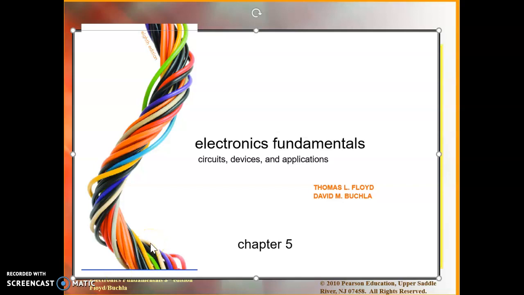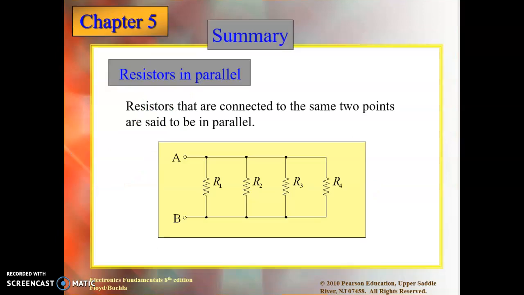Okay, we are going to start with chapter 5. In chapter 5, it is parallel circuits. So we are going to learn everything that has to do with parallel circuits. Chapter 4 covered all the characteristics of series circuits. In chapter 5, we are going to learn the different applications of a parallel circuit.